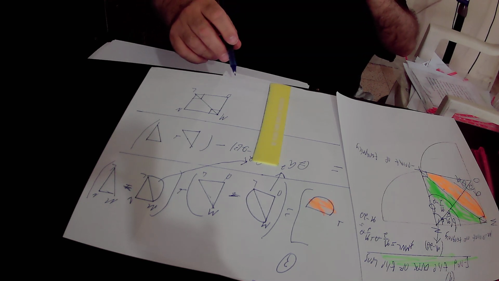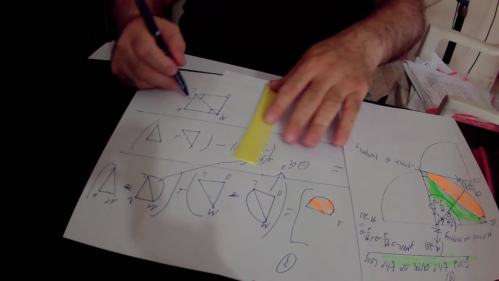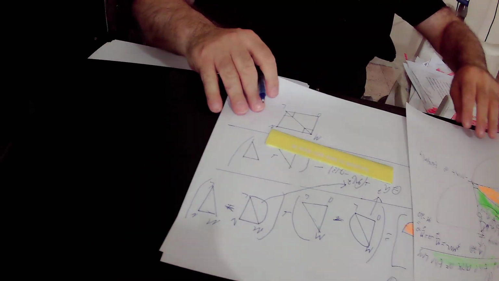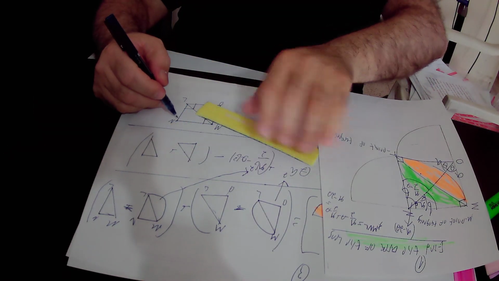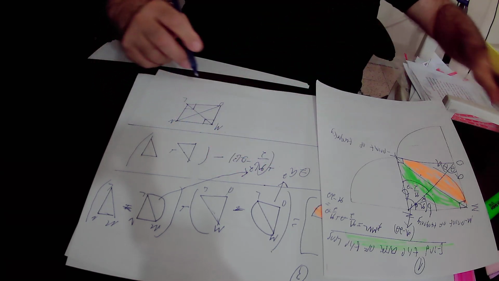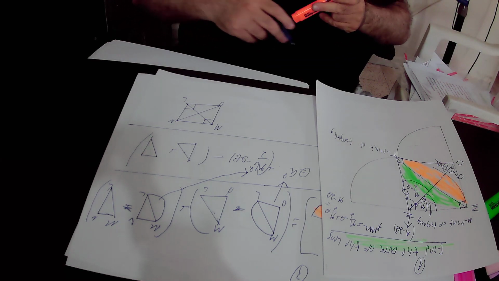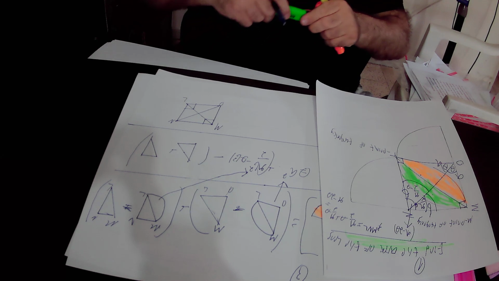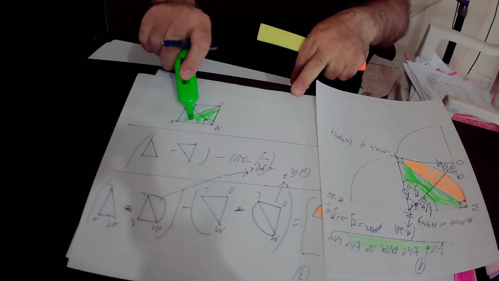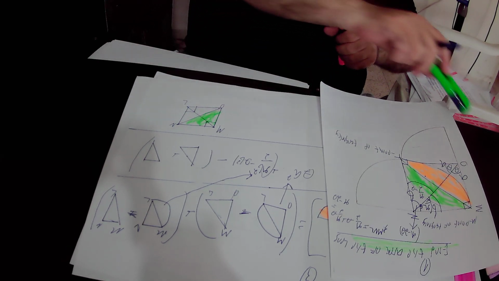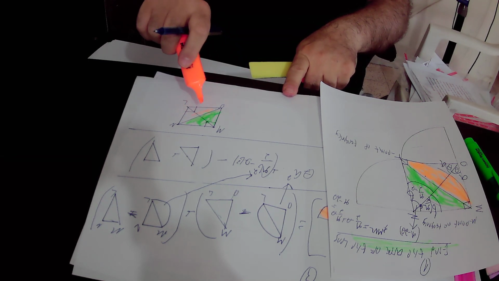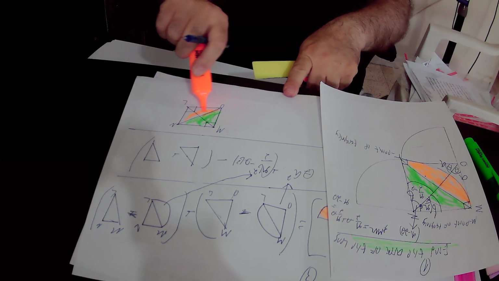In the next step, we will join points O and N together by a straight line. By joining points O and N together by a straight line, we created here two right triangles: the green right triangle, triangle MON, and the orange right triangle, triangle NOL.